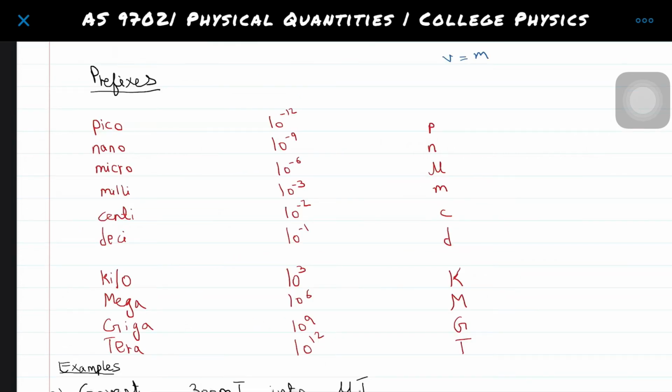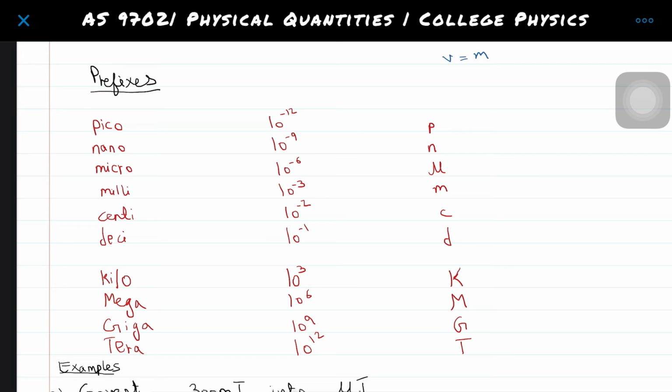Now we'll be moving on to the prefixes. Prefixes are very important in physics because they help us to write our quantities in a way which is easier to comprehend and understand. Because obviously if there are a lot of zeros and a lot of decimal places, then it would be really hard to actually comprehend what the answer is exactly, right? So these prefixes make the job easier for us. So we'll be going through a few prefixes.